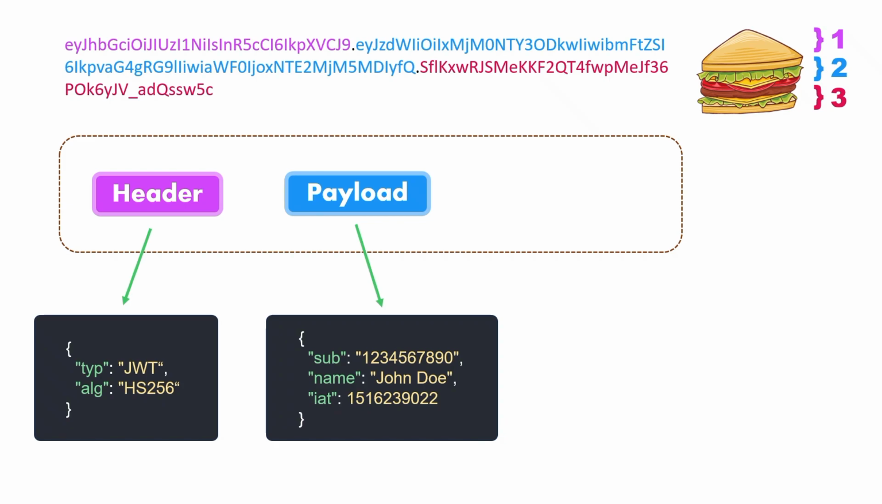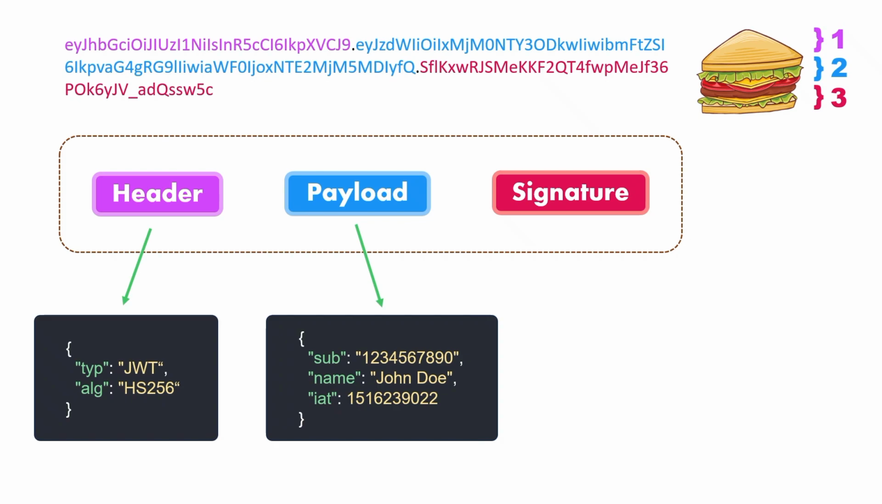At the bottom, we have the signature, the sandwich's final seal. It's like the secret sauce that locks everything in place. Just as a wax seal on a letter shows it hasn't been opened, the JWT signature tells us that the token is genuine and hasn't been tampered with. Now, let's talk about how this magical signature is created.